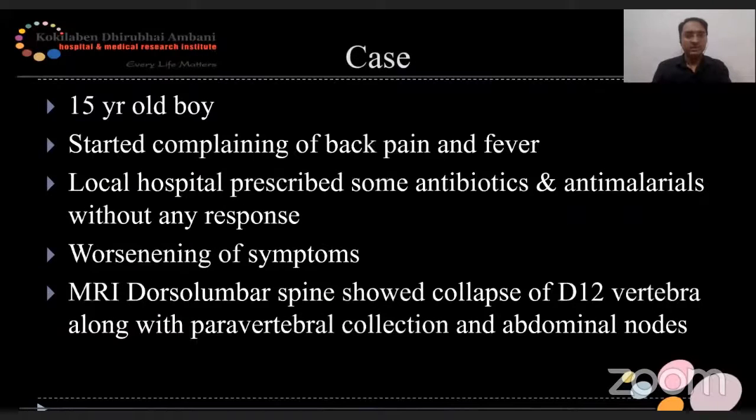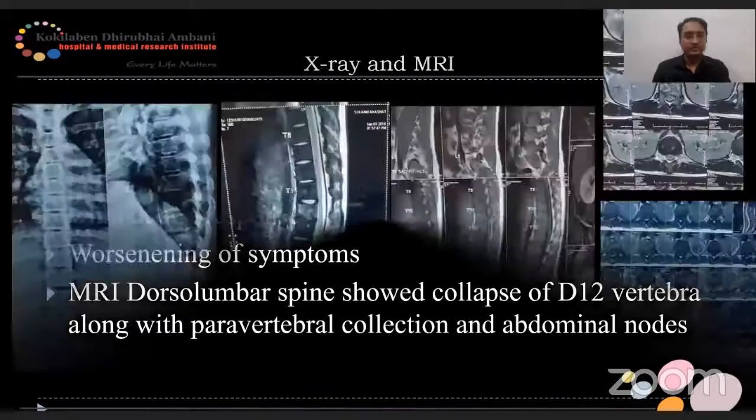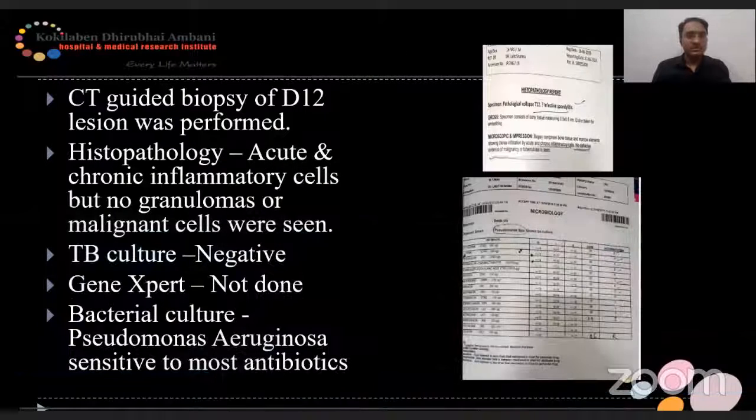A 15-year-old boy started complaining of back pain and fever. The local hospital prescribed some antibiotics and antimalarials without any response. There was worsening of symptoms. MRI dorsal spine showed collapse of D12 vertebra along with paravertebral collection and abdominal nodes. The CT guided biopsy of D12 lesions was performed. Histopathology showed acute and chronic inflammatory cells, but no granulomas or malignant cells were seen.